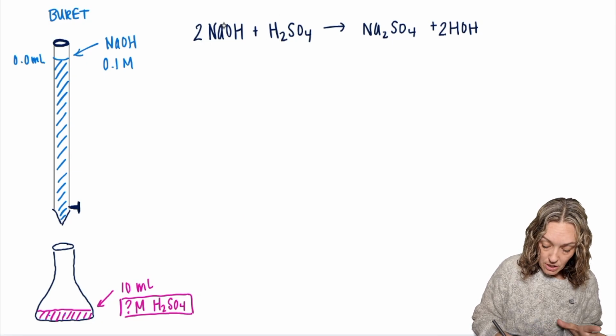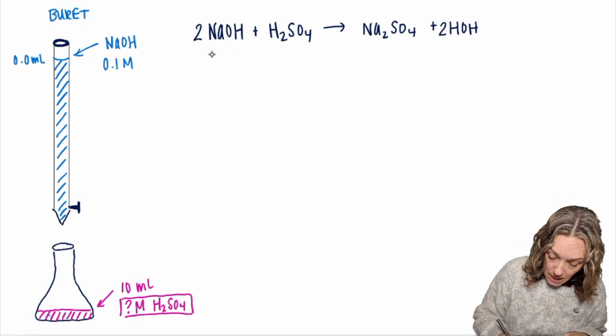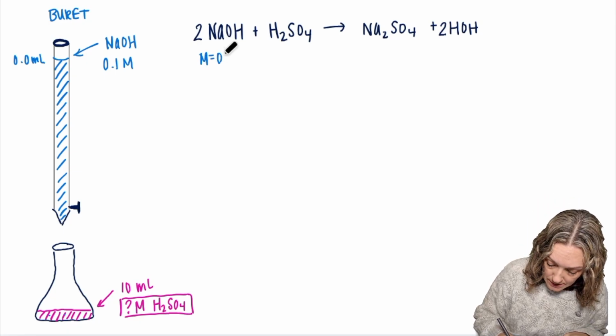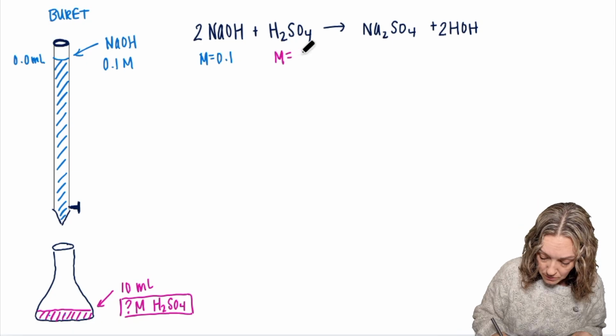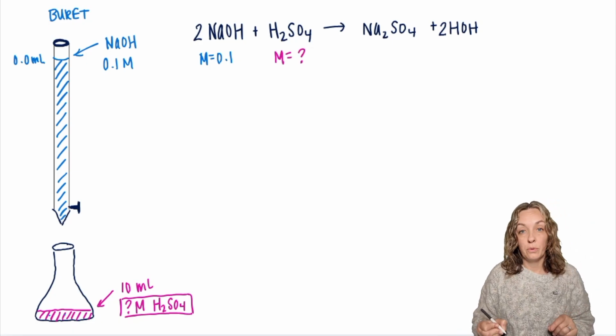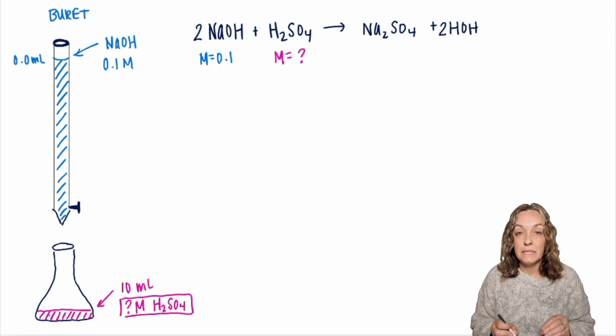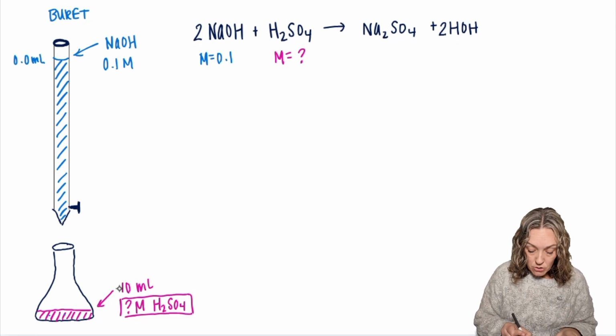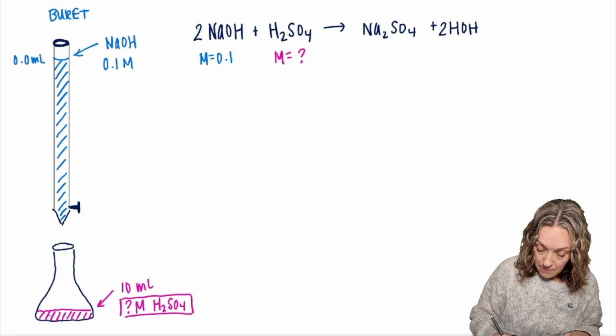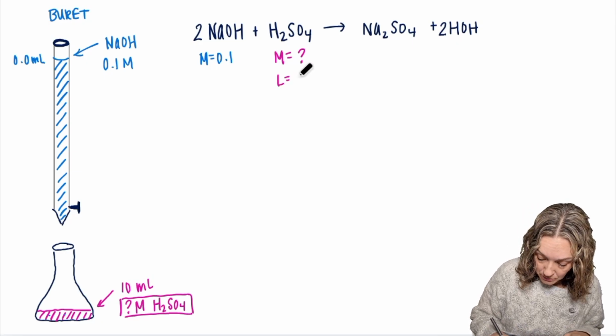So my NaOH, I know a little bit about my NaOH. I know the molarity is 0.1. The H2SO4, I don't know the molarity. That is my end goal. But I do have one other important piece of information. I know that I measured out exactly 10 milliliters of that H2SO4.